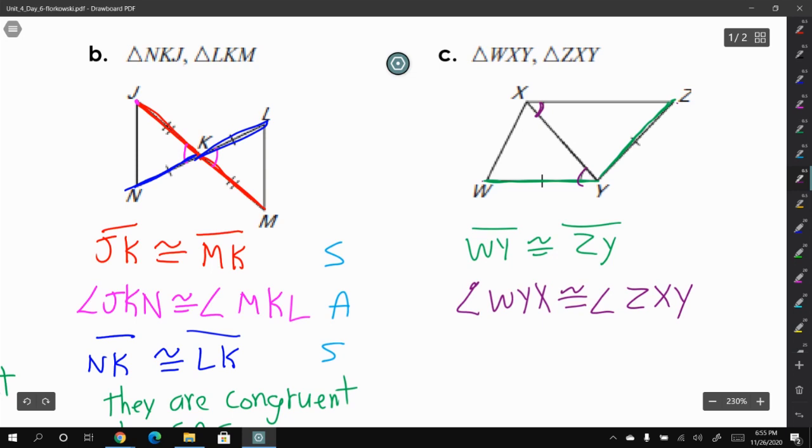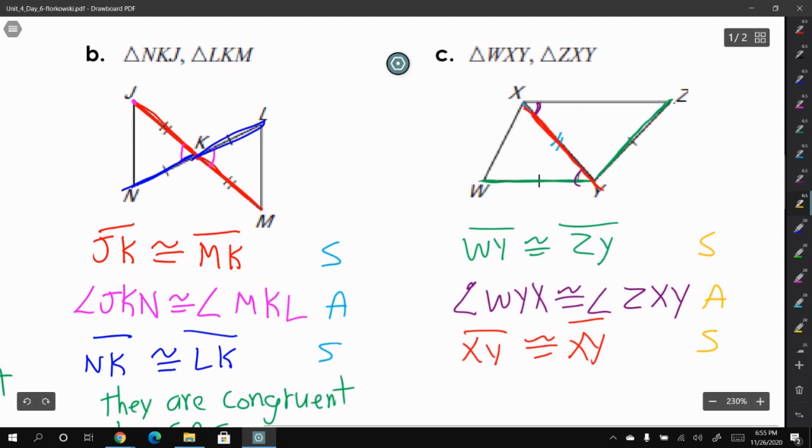ZXY. And then side XY right here is a shared side. So that's congruent to itself. So we have XY is congruent to XY. So we have side angle side. So we have two pairs of congruent sides and the included angle.